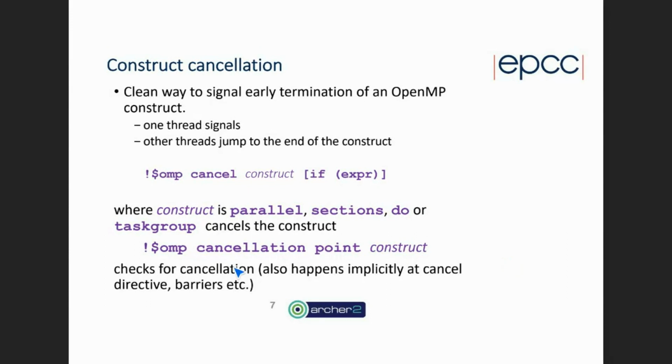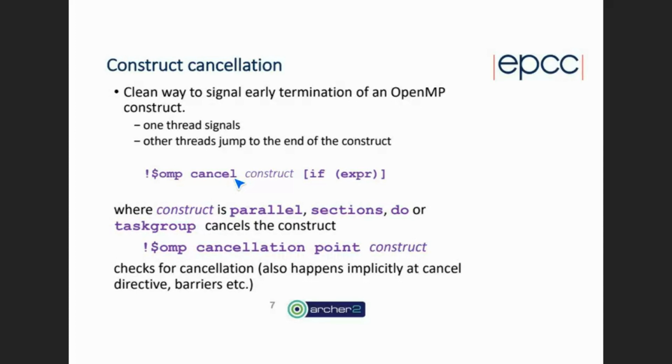Then you can also specify a cancellation point. That is a point at which threads will check to see if the signal has been raised. That also happens implicitly at the cancel directive, so the cancel directive itself is also a cancellation point. There are other places as well, typically barriers. Whenever you get to a barrier, the threads will also check for the signal.